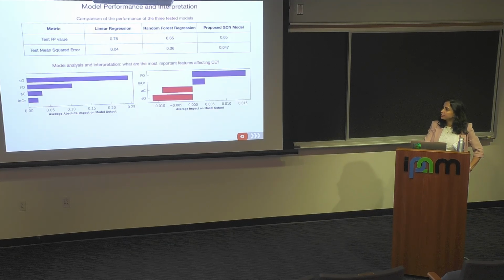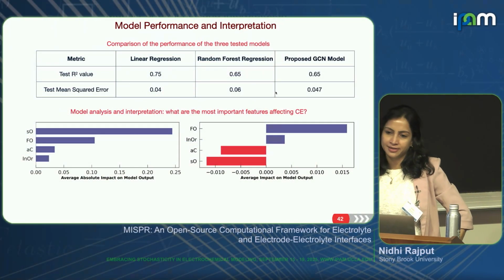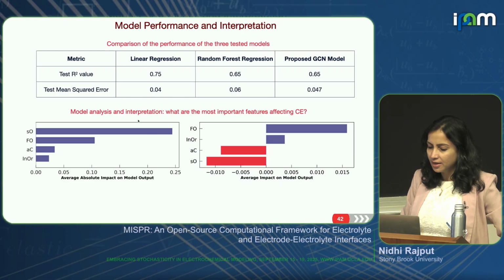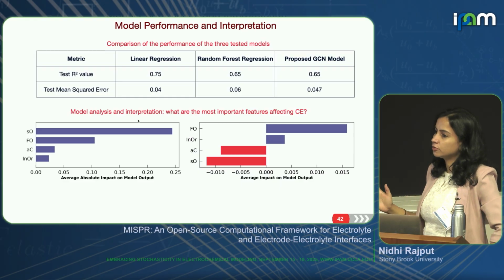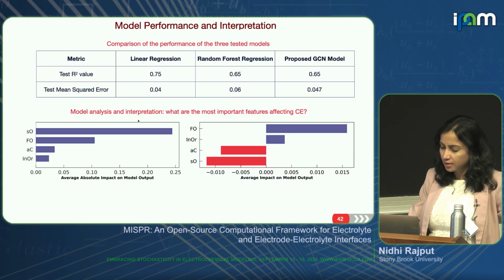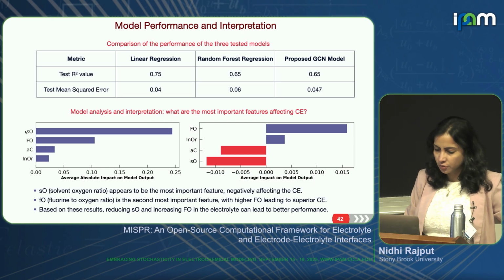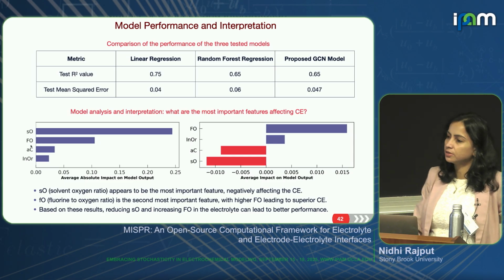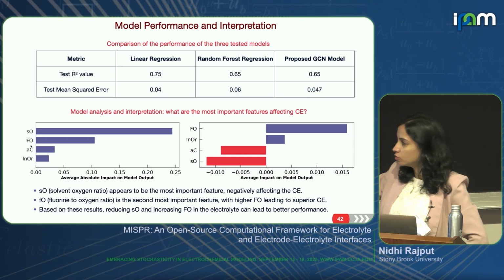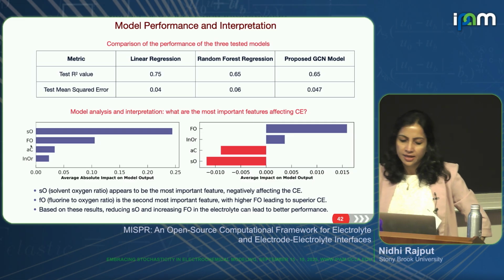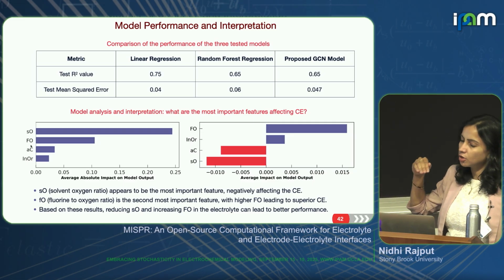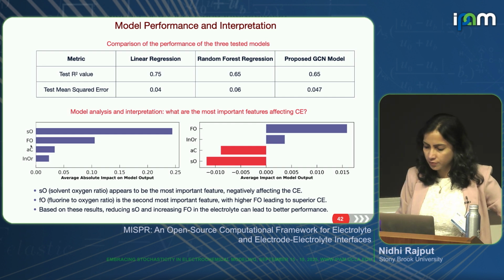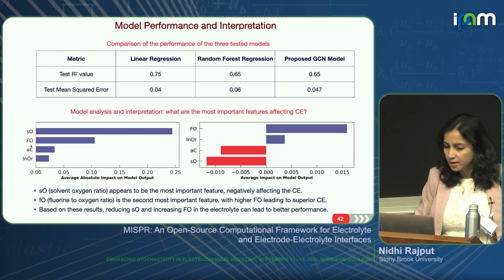All right, so here's the model performance, not great, and like I said, this is not even published, but what we were able to get out is some of the features which affect the Coulombic efficiency. The top descriptors which affect the Coulombic efficiency are the solvent oxygen ratio and fluorine to oxygen ratio. So using this data and analysis, if we reduce the solvent oxygen ratio and increase the fluorine to oxygen ratio, that can improve the Coulombic efficiency.